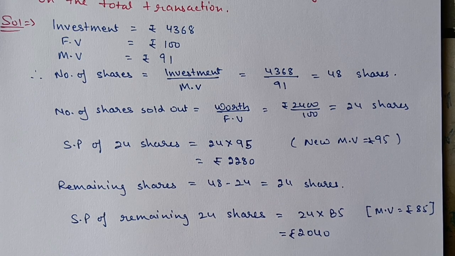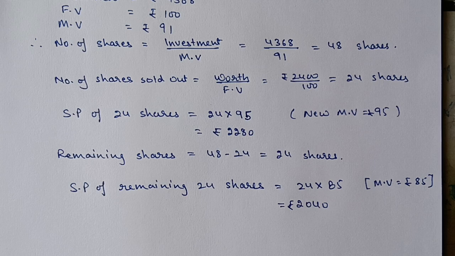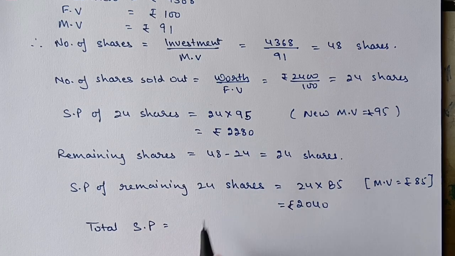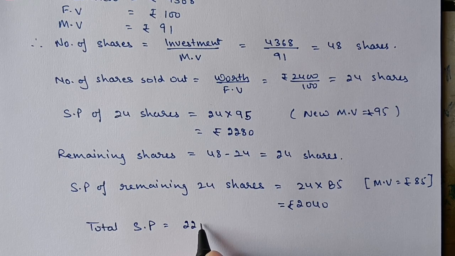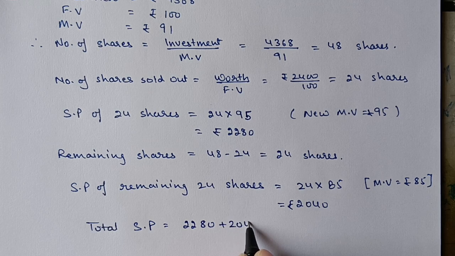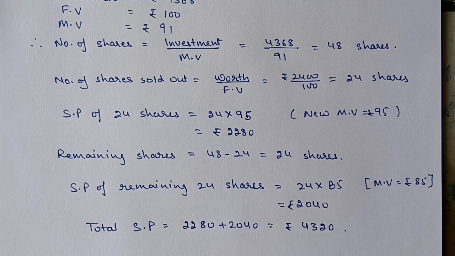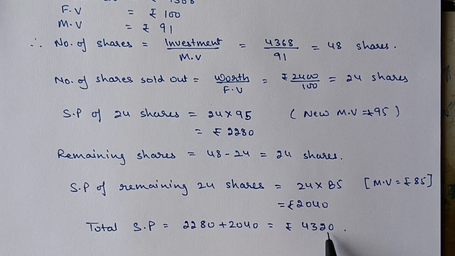So after multiplication we are getting 2040 rupees. So total SP for all 48 shares will be, first 24 shares sold out at 2280 rupees. Next 24 shares 2040 rupees. After addition we are getting 4320 rupees total selling price, and he invested total 4368 rupees, but he is getting 4320 rupees.